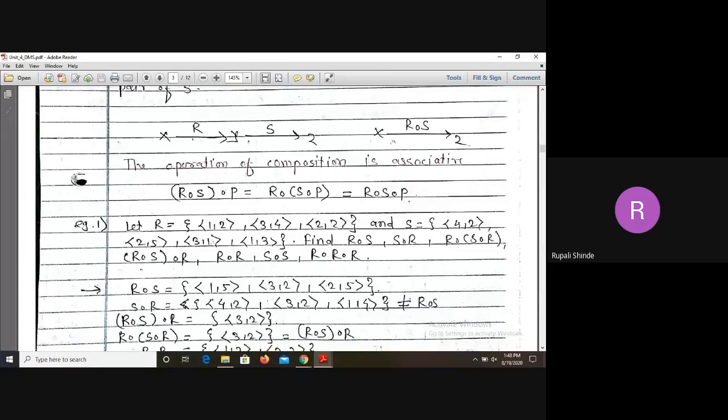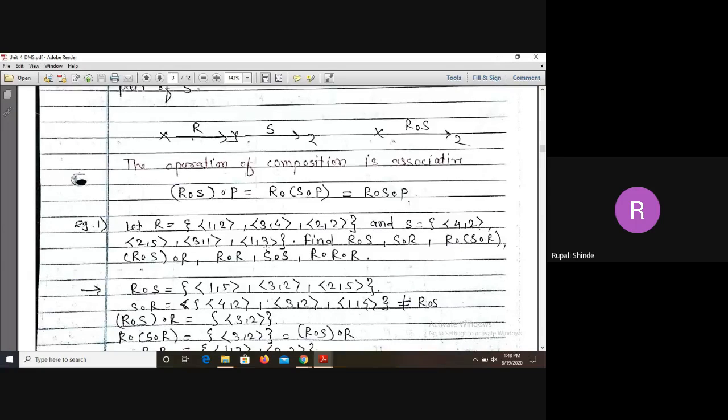Now we have to observe such an ordered pair in relation R whose first element is 1, and there is ordered pair 1, 2. So again 3, 1, 1, 2, this 1, 1 will get cancelled. You will get ordered pair 3, 2, and that ordered pair is included here in S composition R.